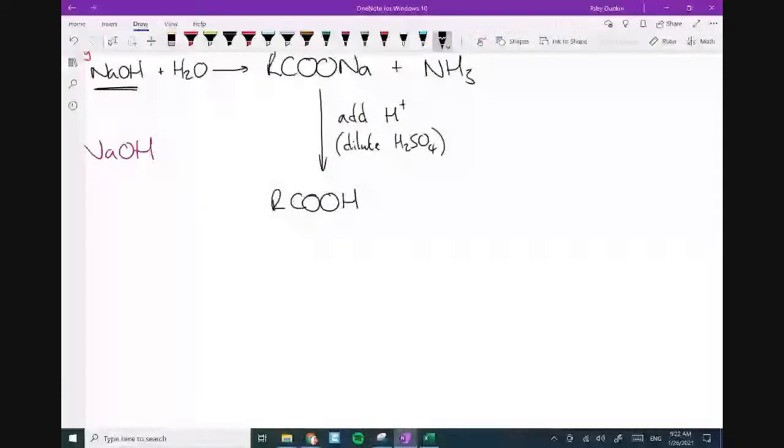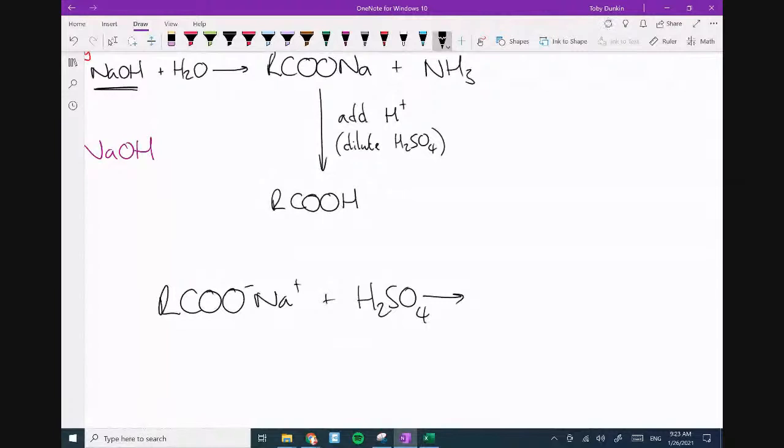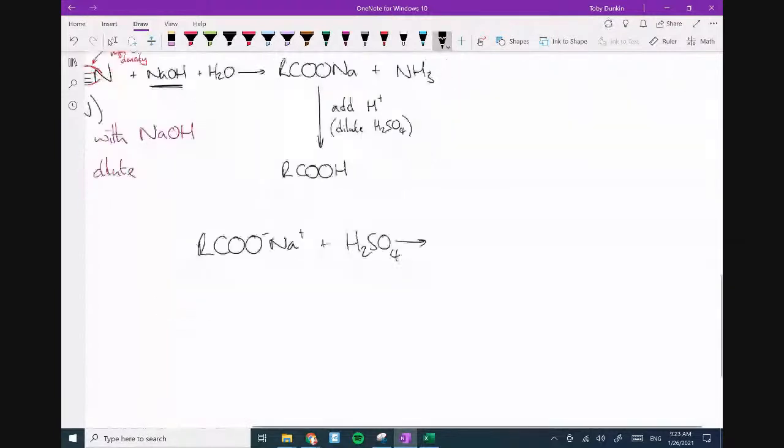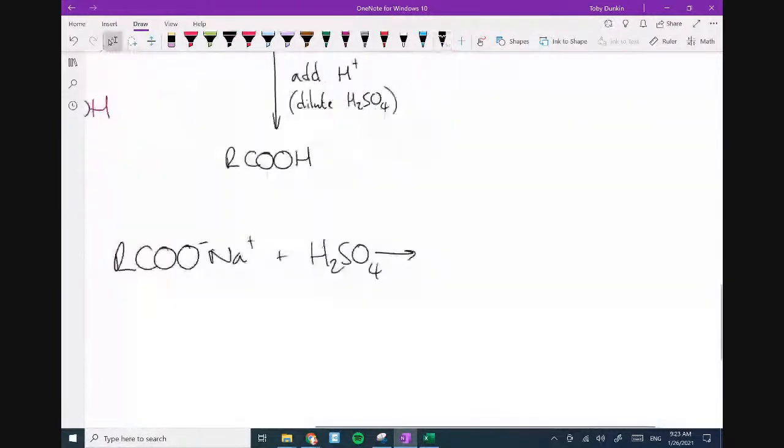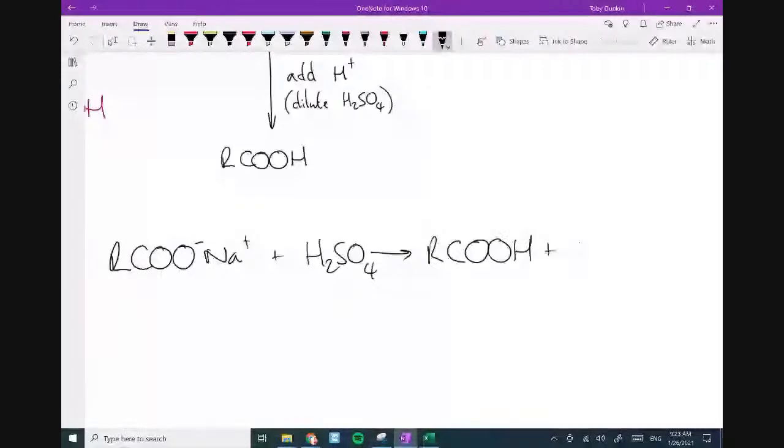Okay, so the equation will be RCOO-. I'm actually going to show the ion charges just for fun. Plus H2SO4 goes to form, and because sulfuric is a much stronger acid, this now becomes RCOOH and sodium hydrogen sulfate. That's it.